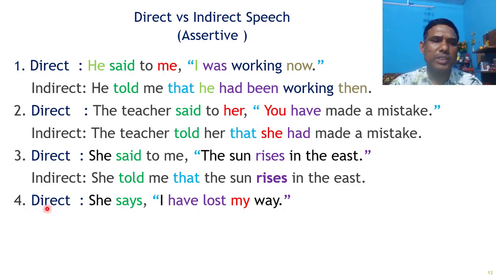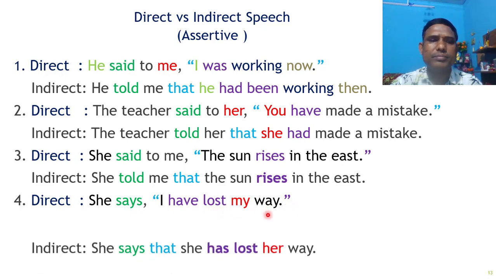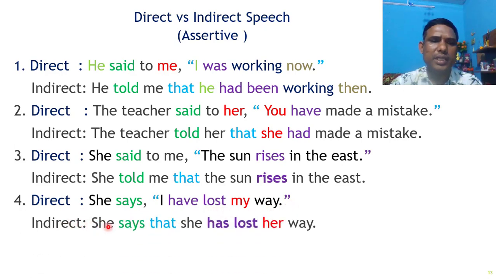Number 4. Direct: She says, I have lost my way. Indirect: She says that she has lost her way. The reporting verb says, the word that has been used as a linker. The first person I follows the subject of the reporting verb she, so I has been changed to she.